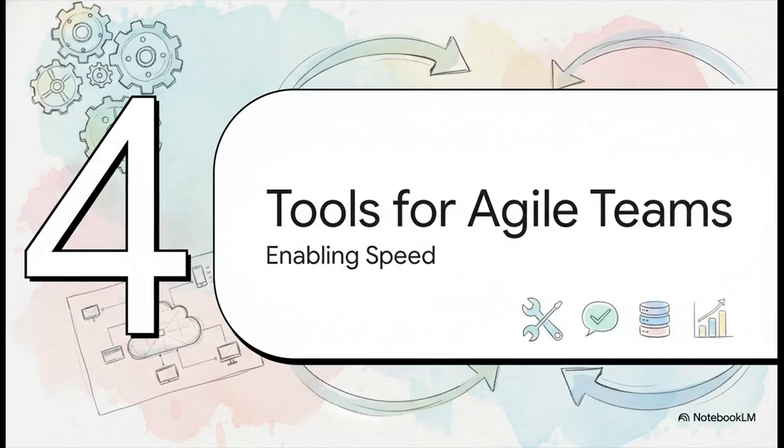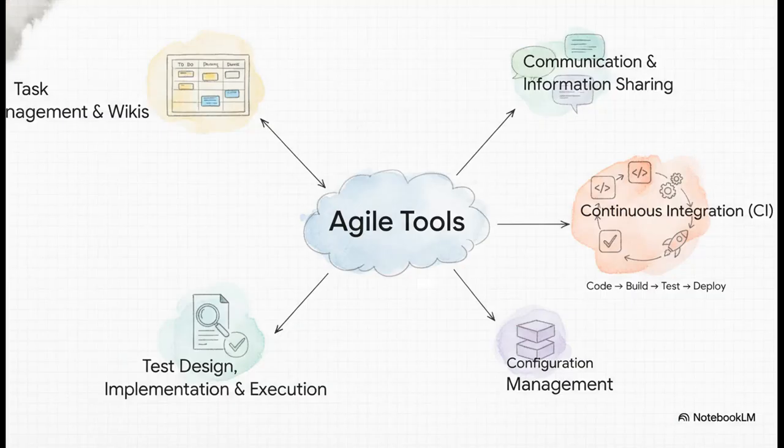Okay, last section. Because let's face it, all of this speed and collaboration doesn't just happen in a vacuum. It's all powered by the technology and the tools that are the absolute backbone of a high-performing Agile team. Agile testing really runs on this whole ecosystem of tools working together. It's not just one thing. You've got your task management tools for visibility, your communication tools to keep everyone in sync, and of course, the big one, the continuous integration pipeline that automates the whole process of building, testing, and deploying code.